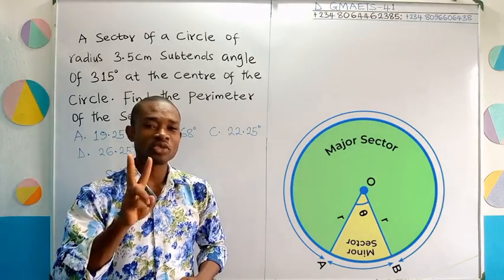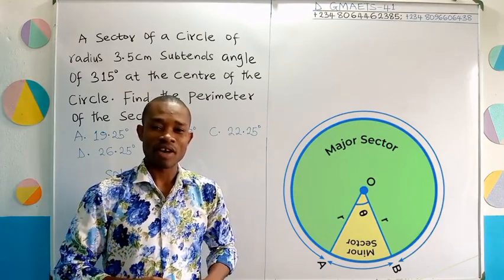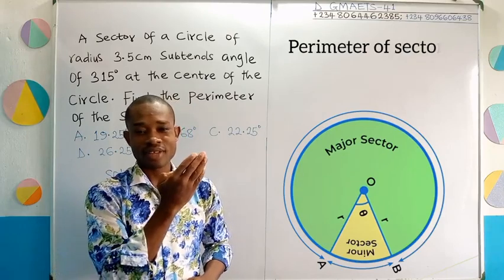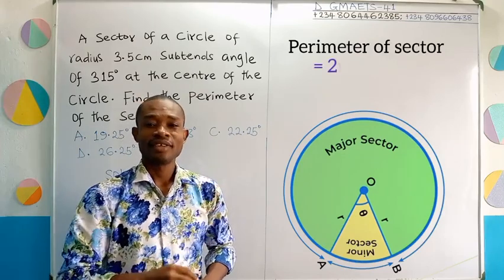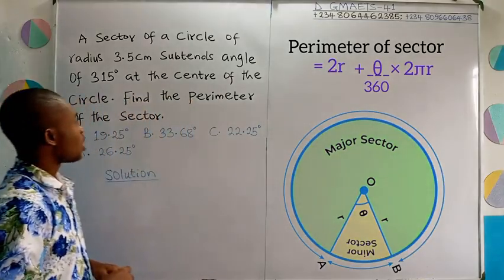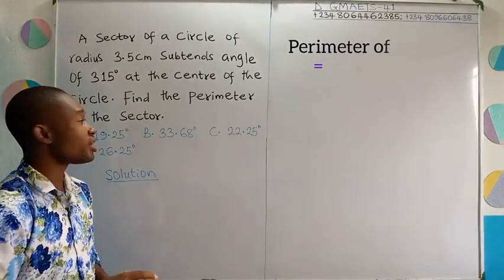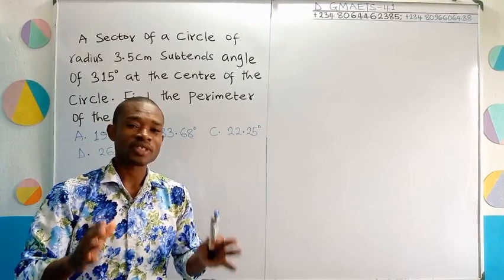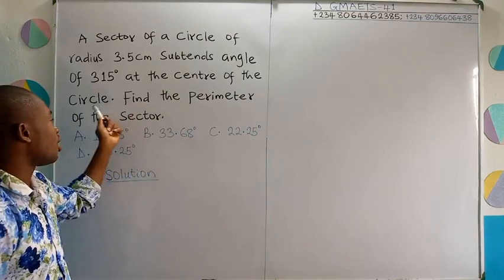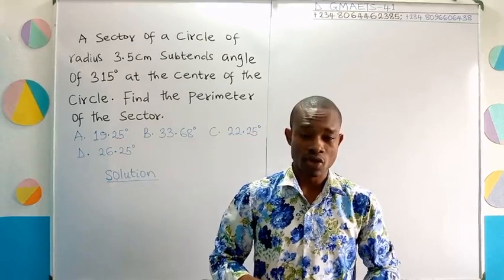Knowing that the sector is made up of two radii and one arc, if you are asked to determine the perimeter of the sector, what do you do? Simply, it is the addition of the two radii to the length of the arc. Here on the board, we've got this question. It's about the sector of a circle of radius 3.5 centimeter, and this sector subtends an angle of 315 degrees at the center of the circle.